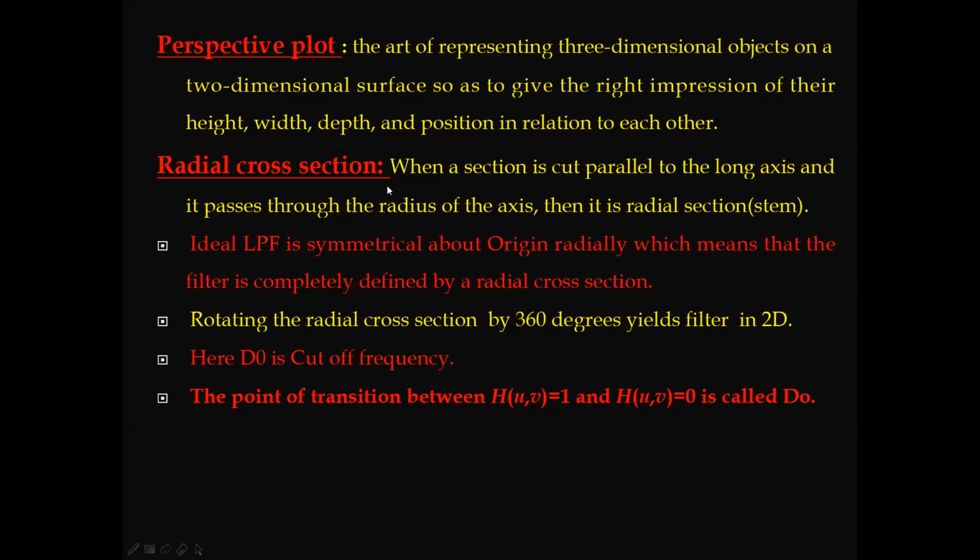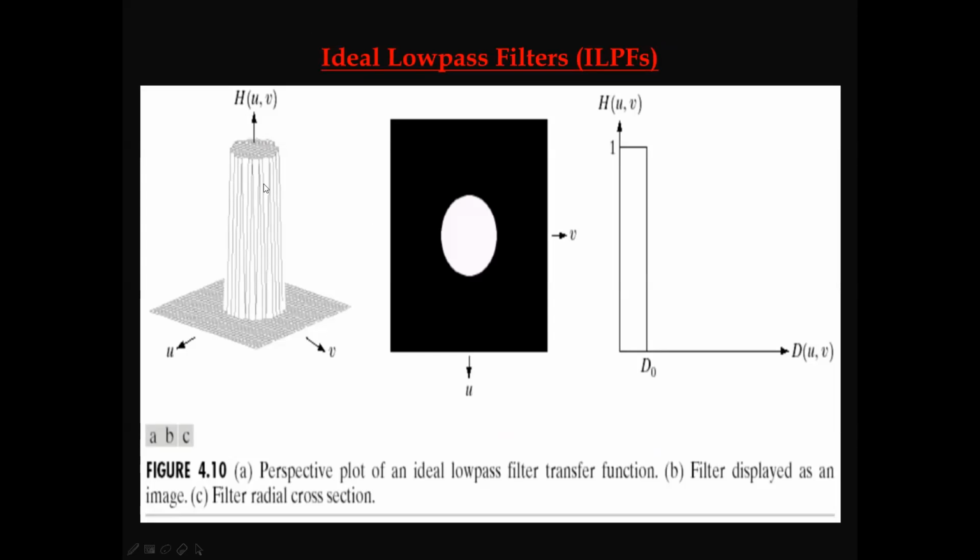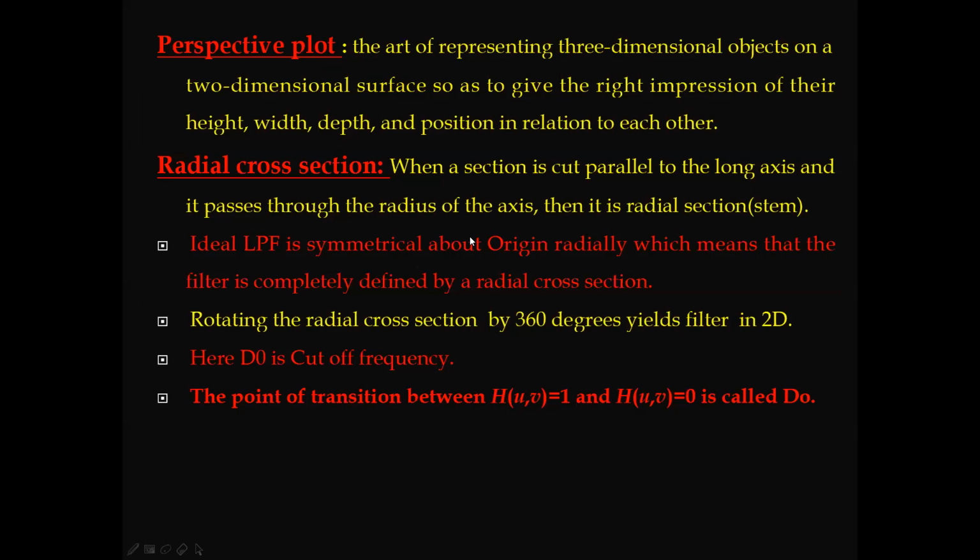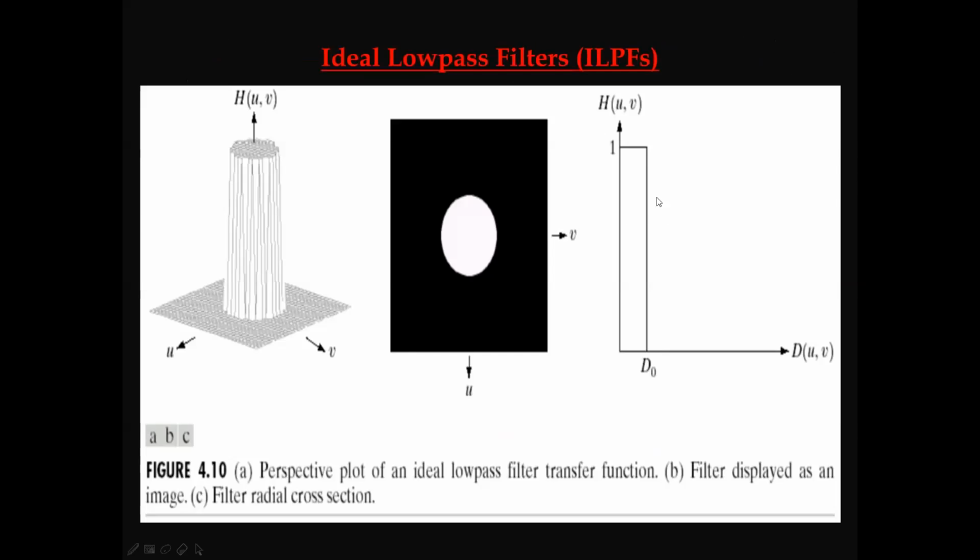Next, there are two things you have to understand. The first one is the perspective plot, and the last one is called the radial cross section. The middle one is the filter displayed as an image. So what is this perspective plot? It is the art of representing three-dimensional objects on a two-dimensional surface so as to give the right impression of their height, width, depth, and position in relation to each other. That is called a perspective plot. What about the radial cross section? When a section is cut parallel to the long axis and passes through the radius of the axis, it is called a radial section. So the last figure is the radial section.